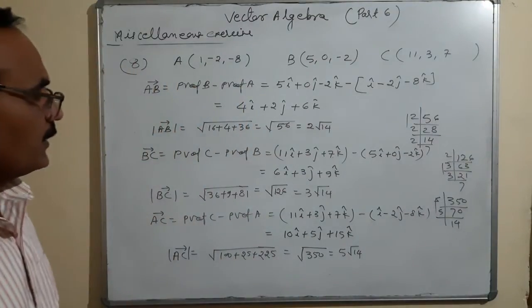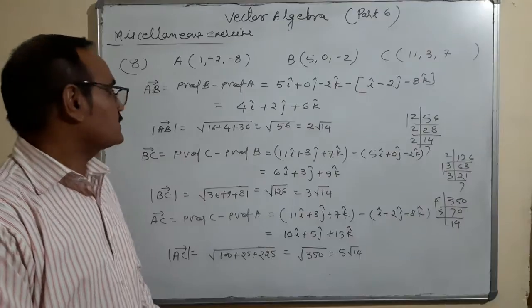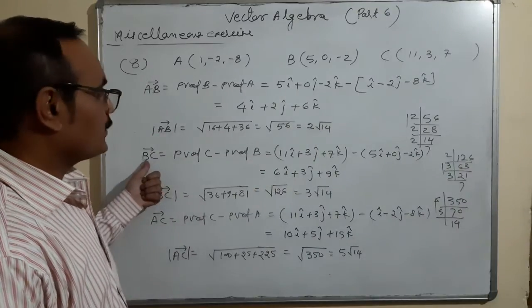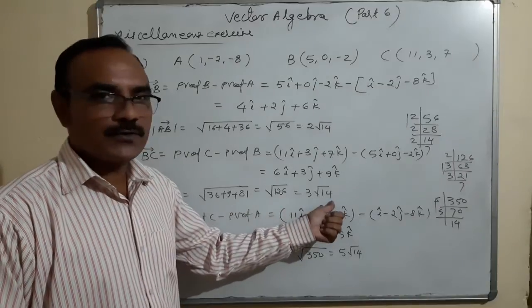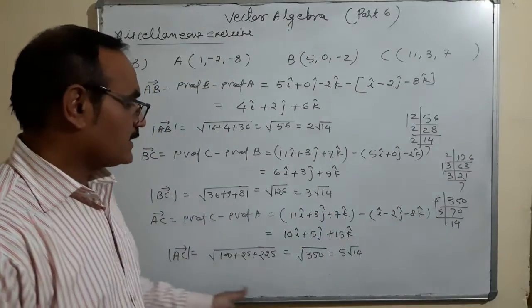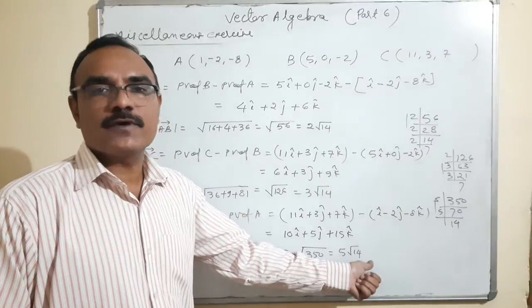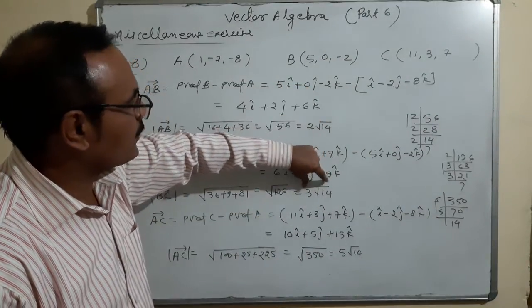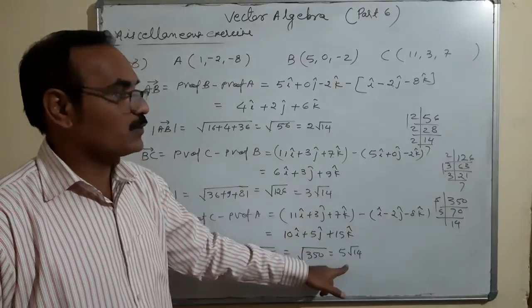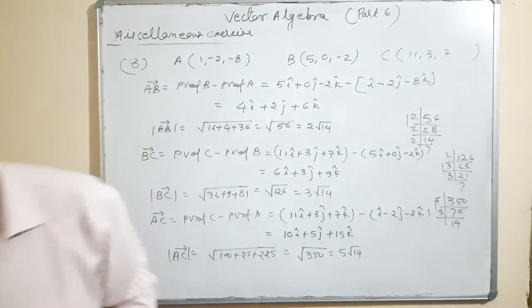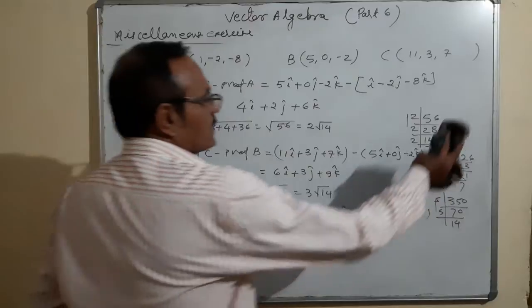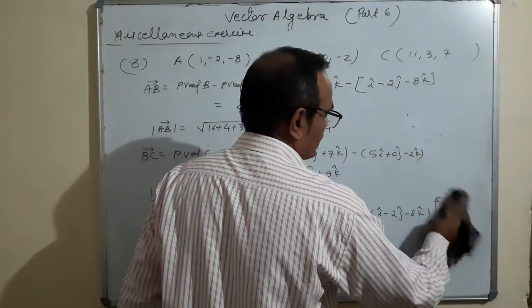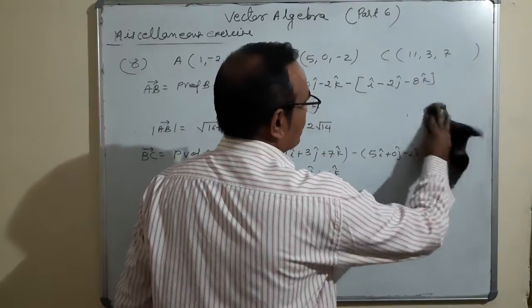Now we'll analyze these three terms. Magnitude of AB is 2 root 14. Magnitude of BC is 3 under root 14. And magnitude of AC is 5 under root 14. You can see 2 under root 14 plus 3 under root 14 is 5 under root 14, which is equal to the magnitude of AC. And what does it mean? The sum of two sides is equal to the third side. That means these 3 points are collinear.